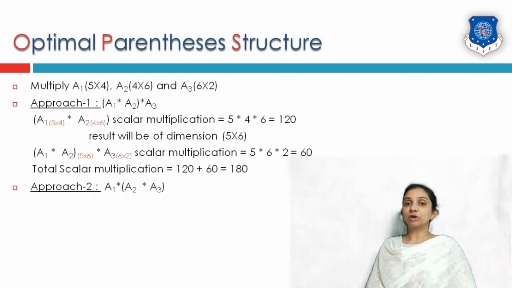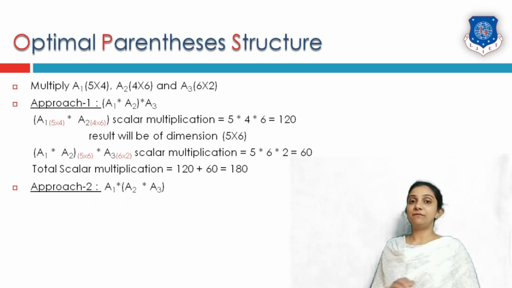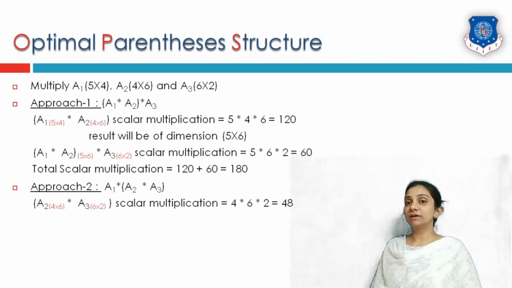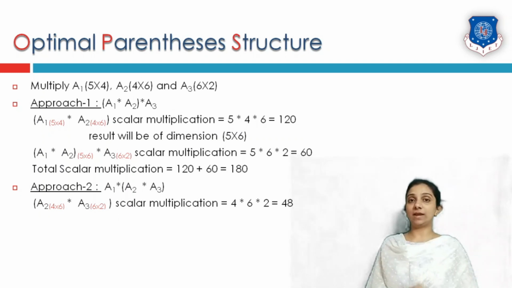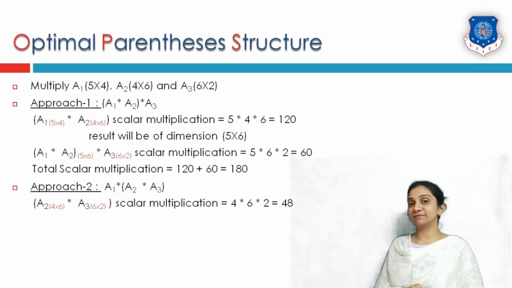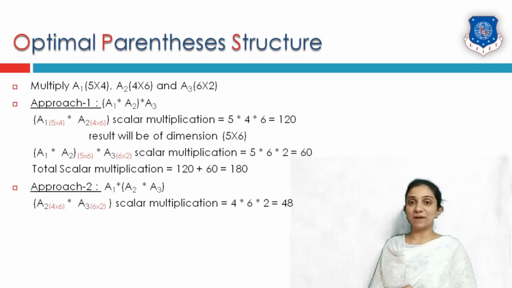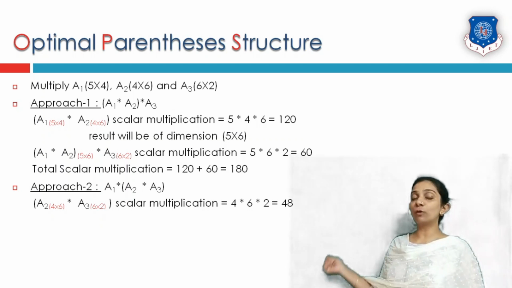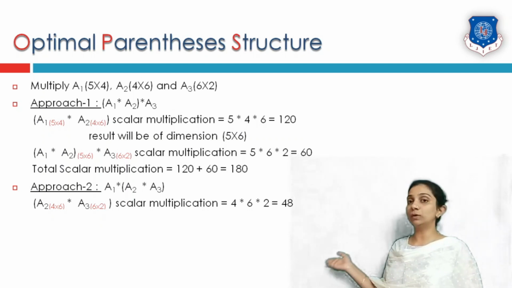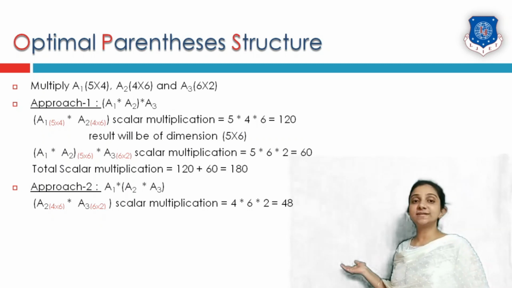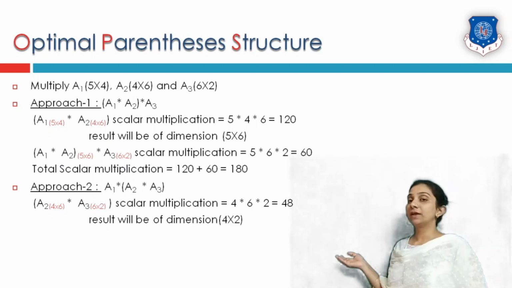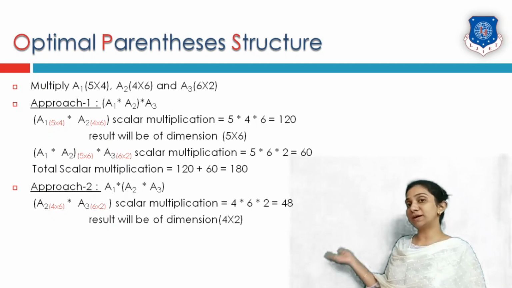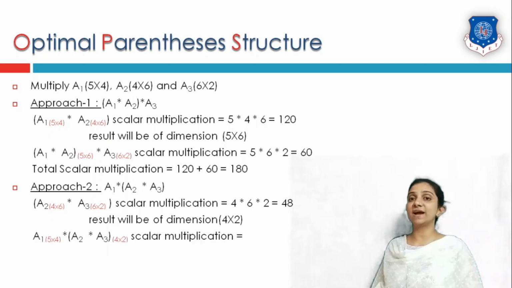In the second approach of multiplying the matrices, we are first multiplying A2 with A3 and their partial result is getting multiplied with A1. So here while multiplying A2 with A3, A2 is of 4 cross 6 which is multiplied with a 6 cross 2 matrix. So the number of scalar multiplications in this case will be 4 cross 6 cross 2, that is 4 into 6 into 2, total 48 multiplications. And the dimension of the partial result will be 4 cross 2 size.